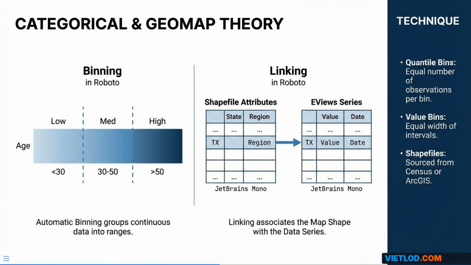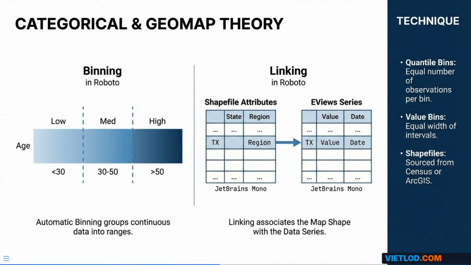This slide covers two key concepts, binning and linking, along with specific techniques. Binning involves grouping continuous data into discrete ranges, which is essential for categorical analysis. We can perform binning using quantile bins, which ensure an equal number of observations in each category, or value bins, which create categories with equal interval widths.